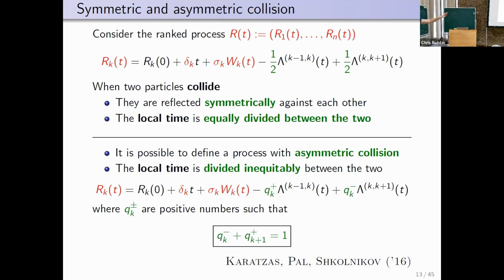You get 1/2 in the case that I presented before; it's the simplest case. I haven't presented the asymmetric collision in detail, because I will be interested only in the ranked process and not in the process by name for asymmetric collision. Sorry, I'm a bit fast. It's not my part in some sense, but I hope you get the main idea of this kind of process. This is done in a work of Karatzas, Pal, and Shkolnikov.